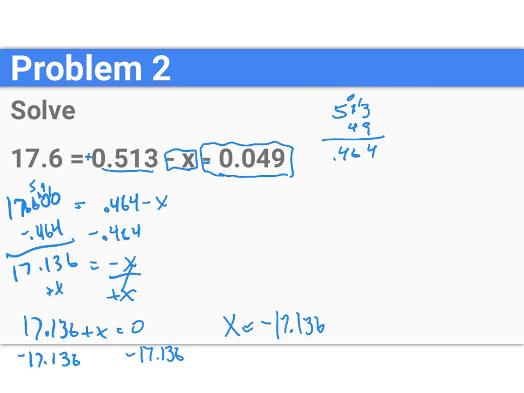So if you were to substitute negative 17.136, you remember you have to substitute using parentheses. In here, you should get 17.6 back.